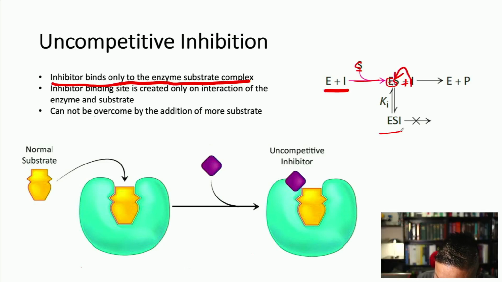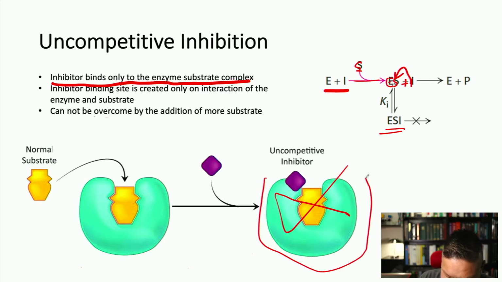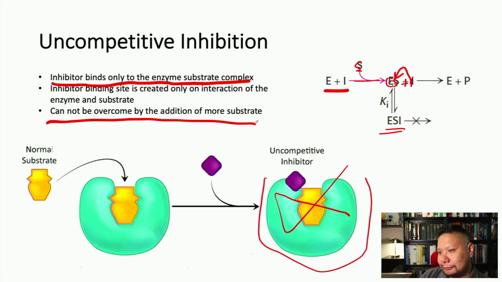And once that's done, it's useless. Once you have the ESI complex, there's no products being made, and there's no enzyme coming back out again. That is a lost cause now, right? And since that is a lost cause, it cannot be overcome by the addition of more substrate, right? It can't be overcome by the addition of more substrate.